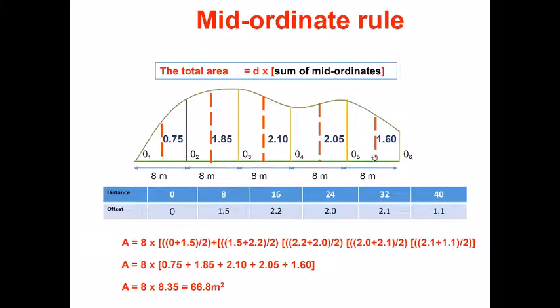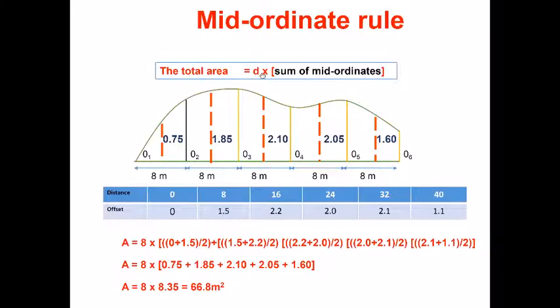If these distances change, then the d can be different. It can be 8 meters over here, 6 meters over here, 4 meters over here, and then 8 meters over here. So they can have different d's, but usually they remain the same. If they remain the same, then obviously you can use it as a common value. Otherwise, you can do it by strip as well. At each ordinate or at each distance, they have given us the value of the ordinate or the offset. So it's 0 at O1, O2 is equal to 1.5, O3 is equal to 2.2, and O6 over here is equal to 1.1.